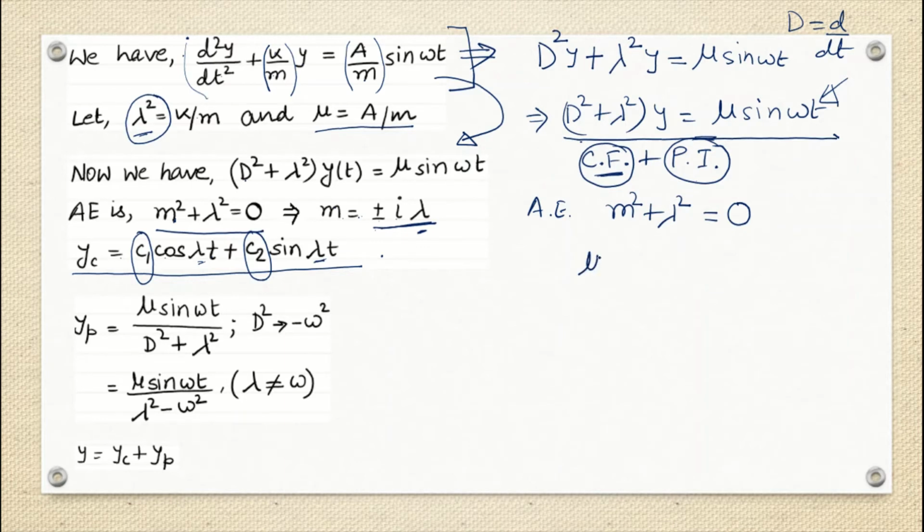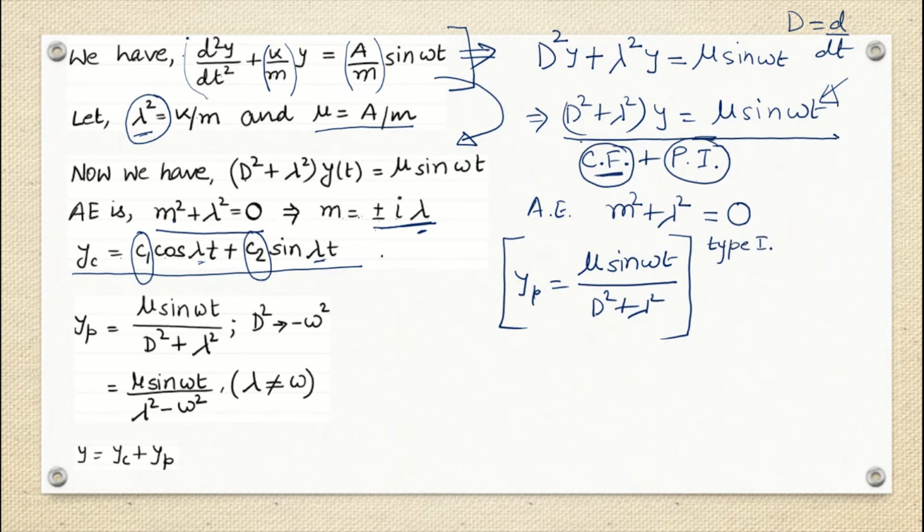So the right hand side is mu sine omega t, divided by this differential operator term. So it will be D square plus lambda square, correct? This will be nothing but your PI. Okay, so if my PI is this one, now my job is to start checking the types of solving PI, and I always say to start checking with type 1, because we have covered type 1, 2, 3, 4, and till type 5 we have seen everything. So always start by checking whether this YP can be solved using type 1.